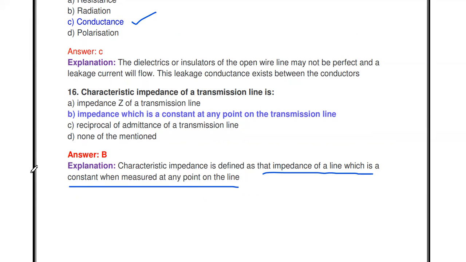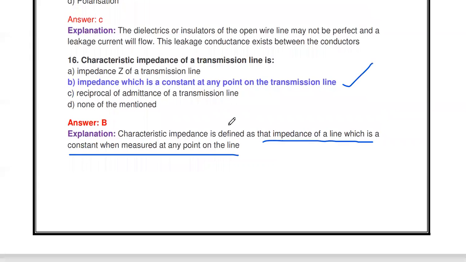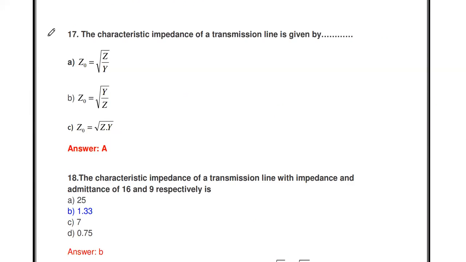It is a characteristic impedance. Okay, so the characteristic impedance of a transmission line is the impedance which is constant at any point on the transmission line. So B is the answer. Characteristic impedance of a transmission line is nothing but the impedance which is constant at any point on the transmission line. Then the next one, the characteristic impedance of a transmission line is given by dash.